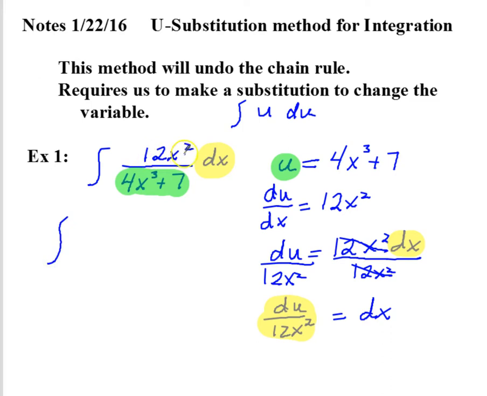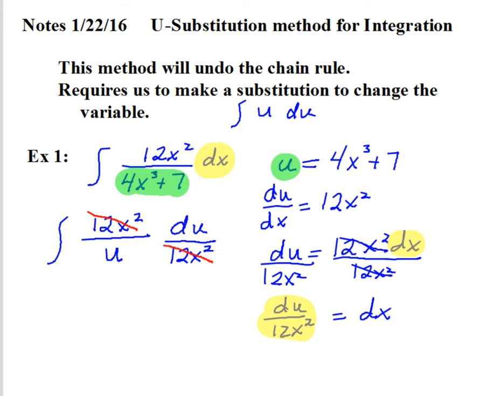Alright, so I've got the integral. The top is staying the same. Things changing there. This 4x to the third plus 7, that's our u, so we're replacing that with u. It's just substitution. The dx that's here, we now know that dx is equal to du over 12x squared. Okay, big hint for these problems. If you've picked the right u, when you look at this, you notice that the 12x squared from the top and the 12x squared from the bottom reduce.